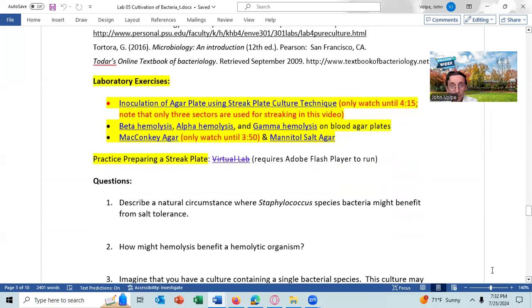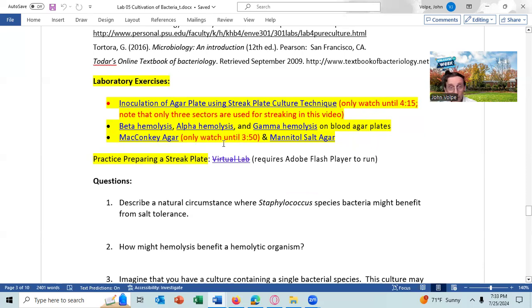There are some video clips. In the first video clip, you only need to watch it to 4 minutes and 15 seconds. It's going to be showing you the inoculation of an agar plate using streak plate culture technique. There's only 3 sectors used in this video, and it doesn't matter how many sectors you have on the plate.